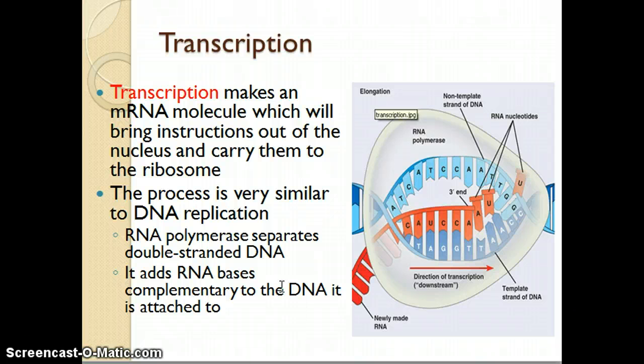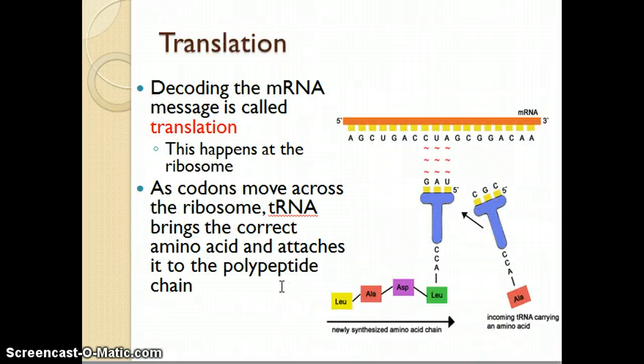RNA polymerase needs a signal about where to begin adding the RNA bases. In replication, DNA polymerase uses a primer to signal where it should begin. In transcription, a sequence called the promoter signals the RNA polymerase where to start. A sequence called the terminator tells the RNA polymerase where to stop. Once the mRNA has been created in the nucleus, it goes out to the ribosome, where the message is translated into a sequence of amino acids. This process is called translation.